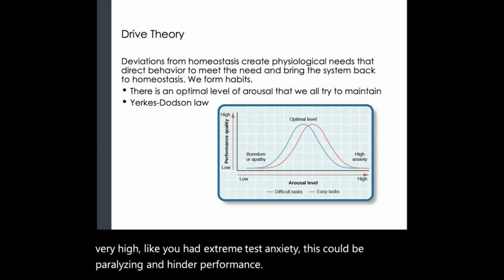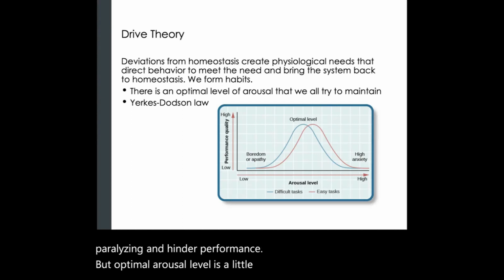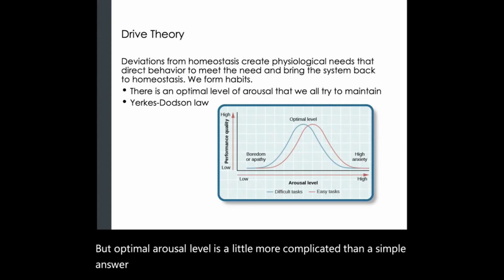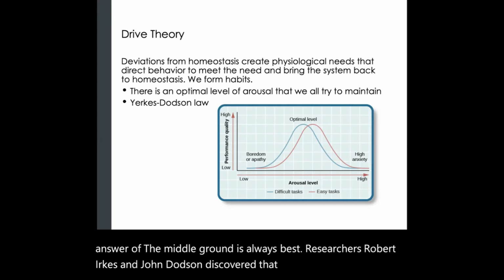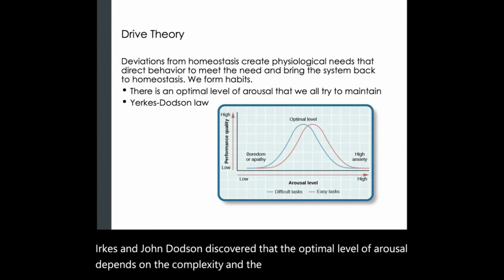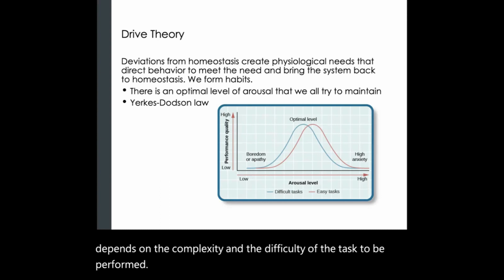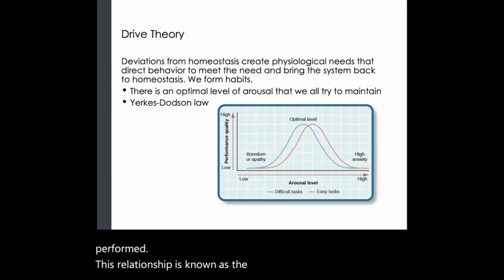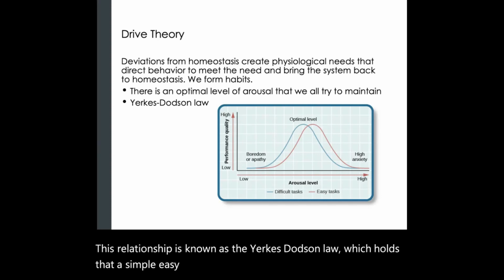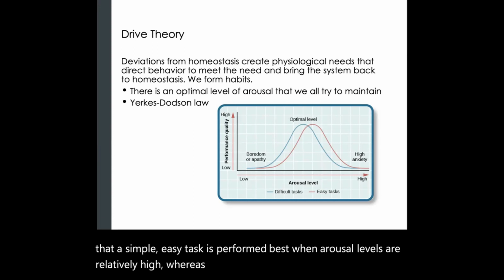But optimal arousal level is a little more complicated than a simple answer of the middle ground is always best. Researchers Robert Yerkes and John Dodson discovered that the optimal level of arousal depends on the complexity and the difficulty of the task to be performed. This relationship is known as the Yerkes-Dodson law, which holds that a simple, easy task is performed best when arousal levels are relatively high, whereas complex, difficult tasks are performed best when arousal levels are low.